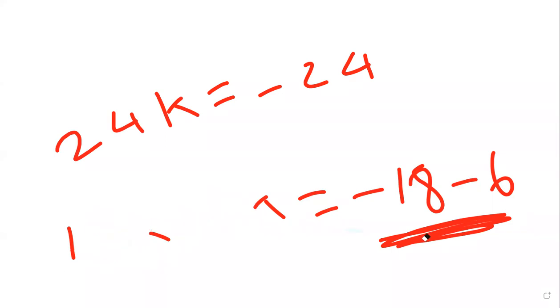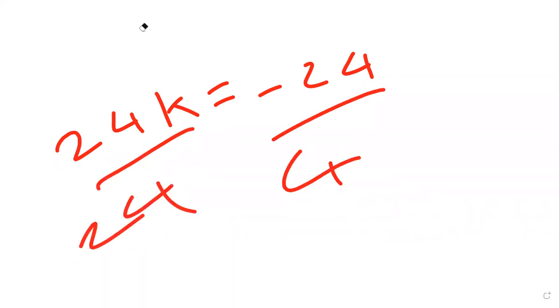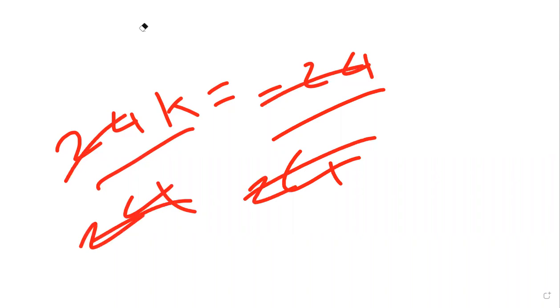Let me clear this first. Get some space right here. All right, so I just divide both sides by 24. So that cancels that. And 24 goes into negative 24 is negative 1. So my k is equal to negative 1. Very simple. All right, let's look at another one.